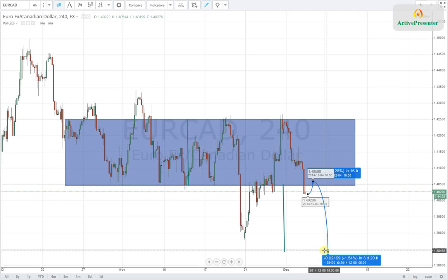precisely at about 1.3850 area, which is exactly the target for the 50% retracement on the daily time frame that we just saw earlier. So one way to trade this kind of a moment is that since the market has already shown a decent downward action today, it might not be the best position to enter short right now.